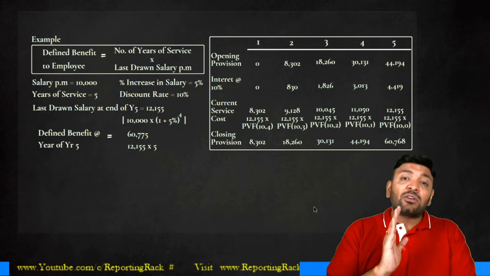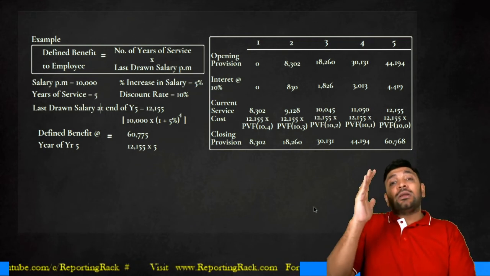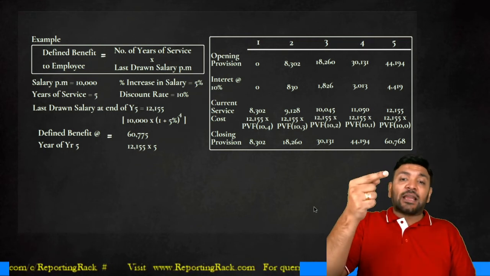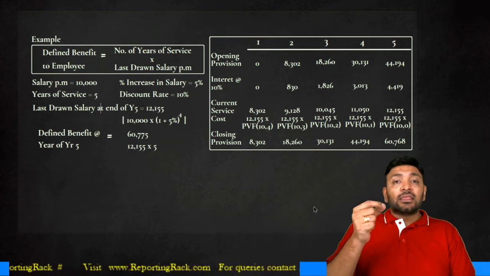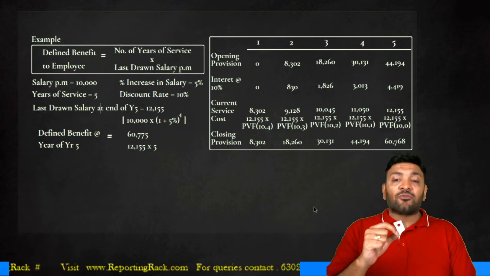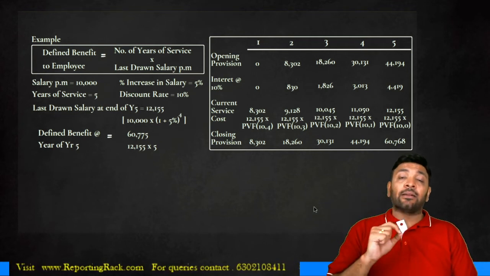That is the present value of the obligation at the end of year two. When you come to year three, again, interest cost should be calculated on the opening provision, becomes 1826. Third year, current service cost is 10,045. Therefore, it becomes 30,131 at the end of third year.